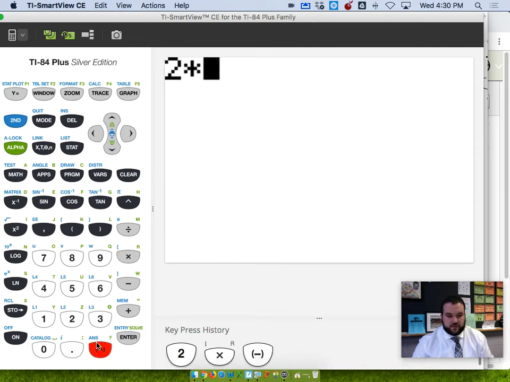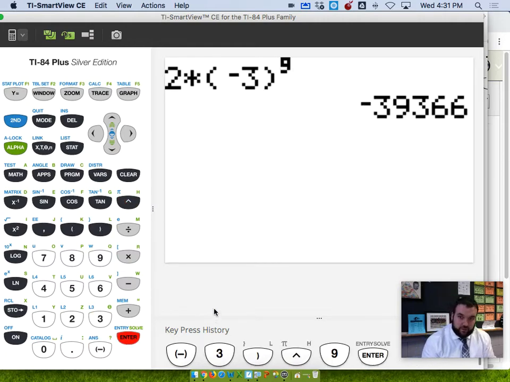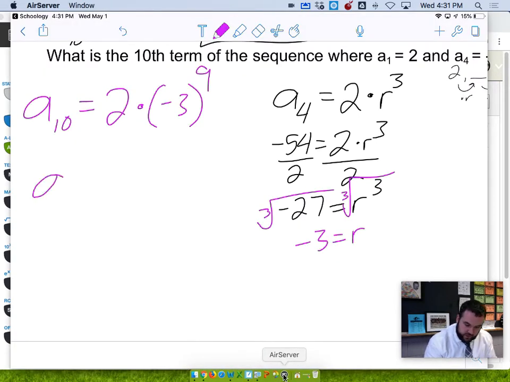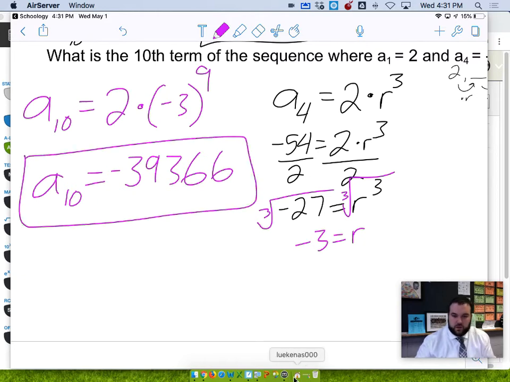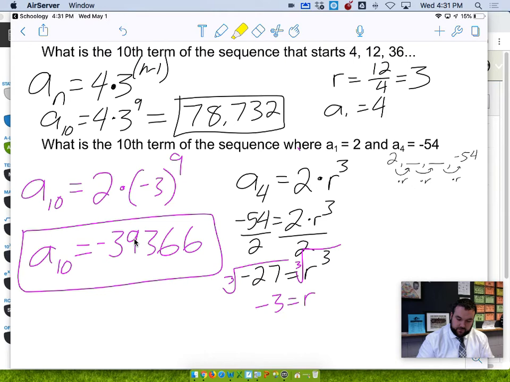So 2 times negative. Now, I almost made a big mistake here. You need to put that common ratio, if it's negative, in parentheses. So 2 times (-3) raised to the 9th power is negative 39,366. Where are we at? Right there. So a sub 10, or the 10th term, would be negative 39,366. Yep. So if you're missing terms, you will always set up something that contains an exponent like we did here.